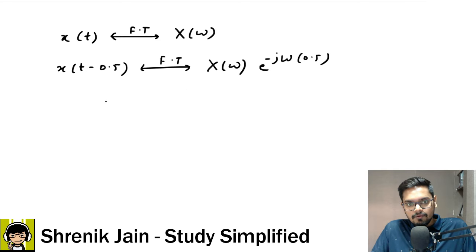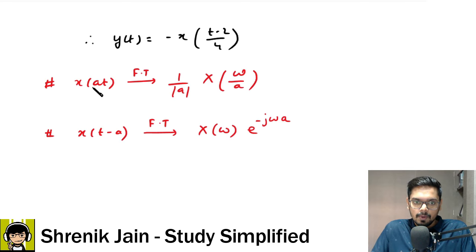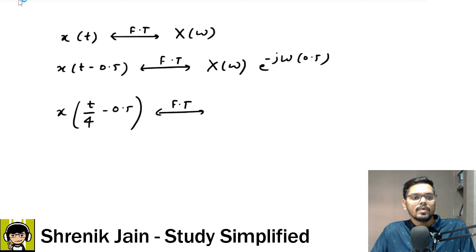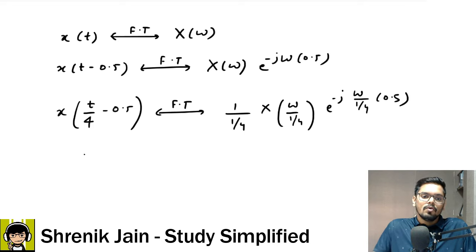Now if I divide by 4, x of t by 4, in that case what will happen, sir? That a has been introduced, right? But what is a here? A is 1 upon 4. See carefully, a is not 4, a is 1 upon 4, because this property says x of a t. So a is 1 upon 4. If that is the case, then we have 1 upon a, and then capital X of omega by a. Every omega is replaced by omega by a, which is omega by 1 by 4. E to the power minus j omega is replaced as omega by 1 by 4. And then we have 0.5. Okay, so this is what we needed.